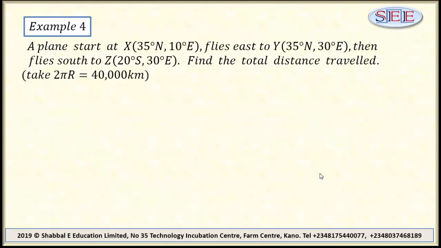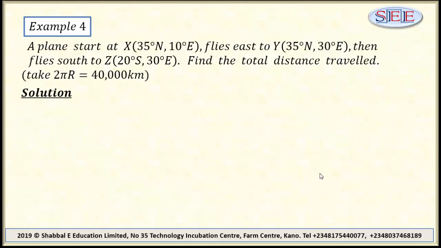Another example says a plane starts at x, and the location of that x is 35 degrees north and longitude 10 degrees east, and it flies due east to another airport y, and the location of airport y is 35 degrees north and longitude 30 degrees east. Then it flies due south to another airport z, and the location of airport z is 20 degrees south and longitude 30 degrees east. The question asked here is to find the total distance traveled. The value of 2 pi r given here is 40,000 kilometers. This is another real-world problem.